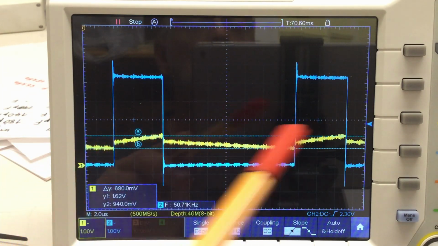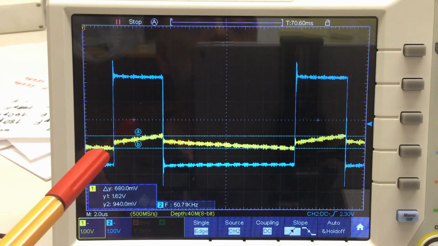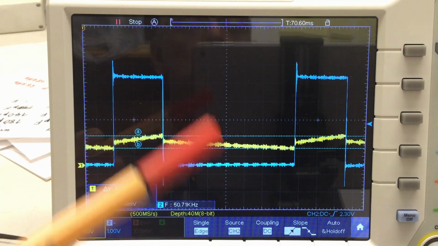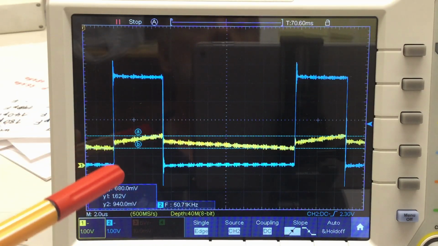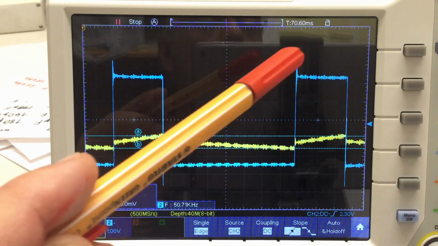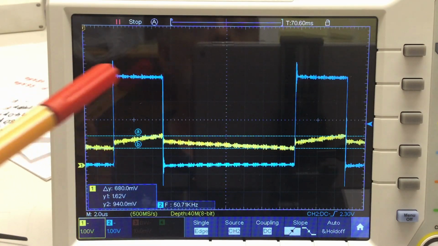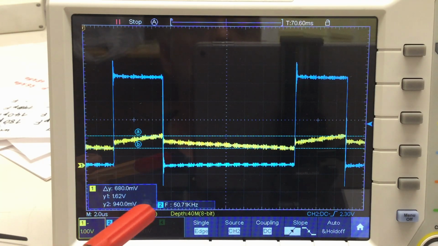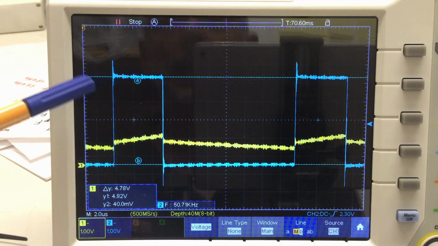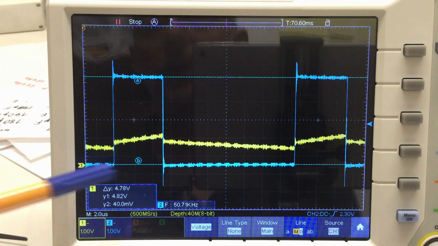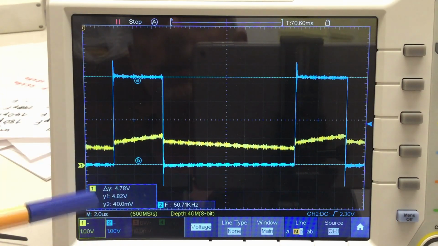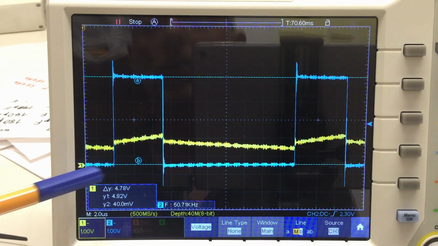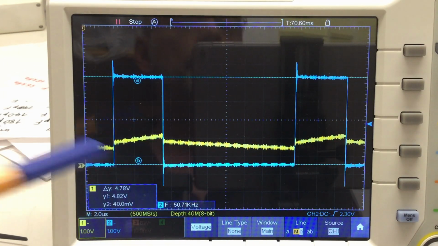The upper and lower threshold, when we switch between charging and discharging our capacitor, respectively, where the output of our Schmitt-trigger inverter changes from high to low, are 1.62 volts and 940 millivolts. The output voltage of our Schmitt-trigger inverter is between 4.82 volts when it's high and 40 millivolts when it's low.